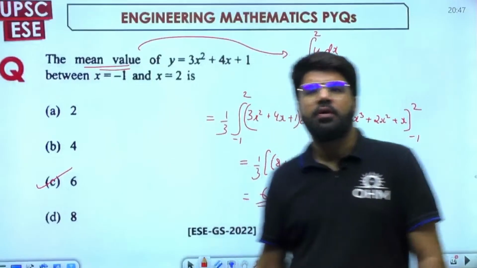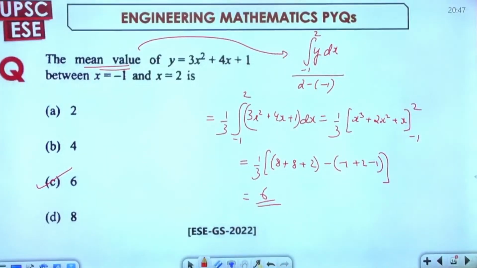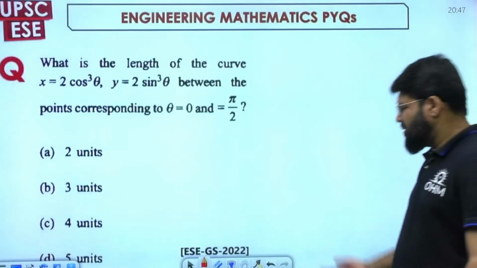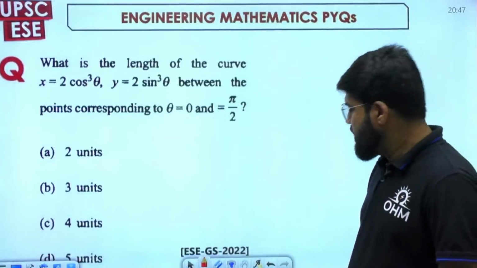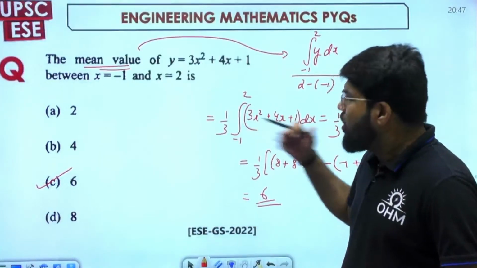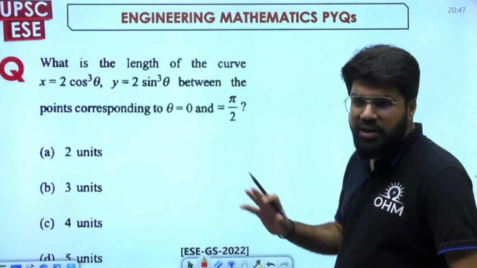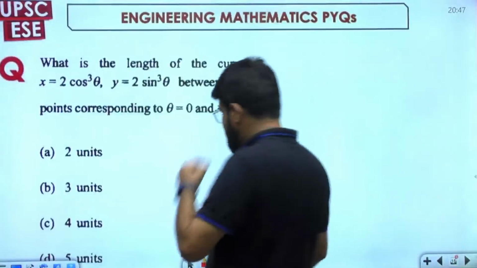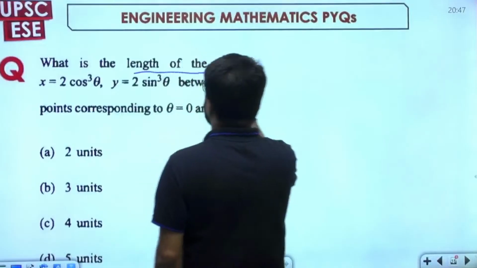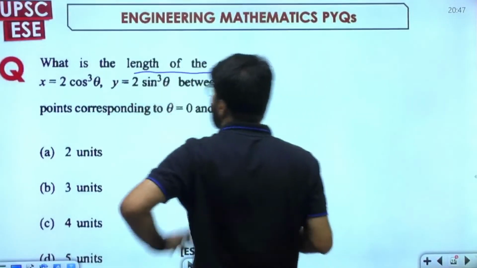Okay. Next question. What is the length of the curve? Again an application of integral only. We study the length of the curve. Again 2022. See, all questions related to integrals in and around 2022, they have asked a lot of these questions. So what is the length of the curve? The length of the curve, and that too the curve given in parametric form.